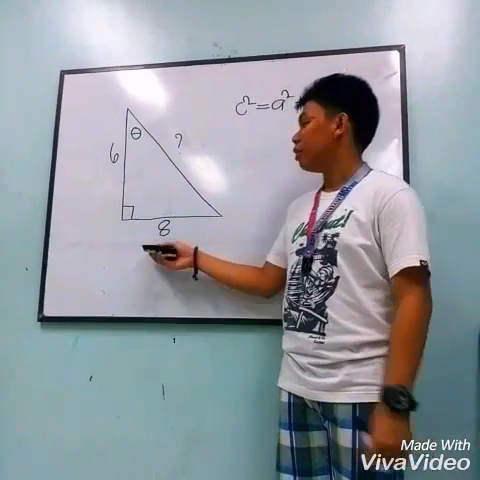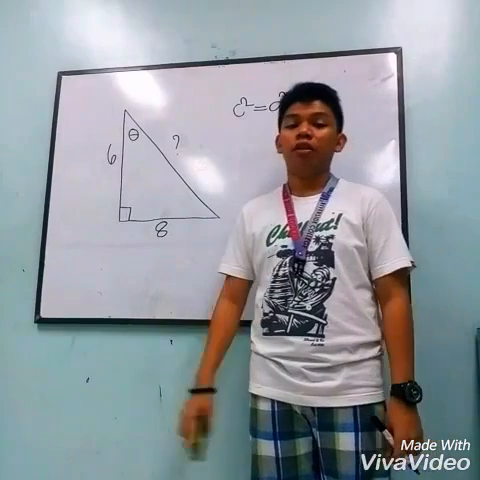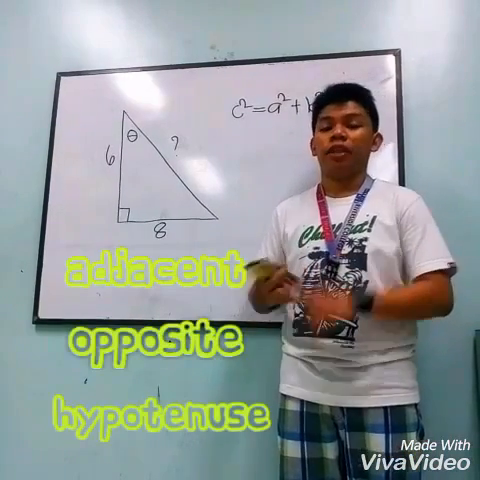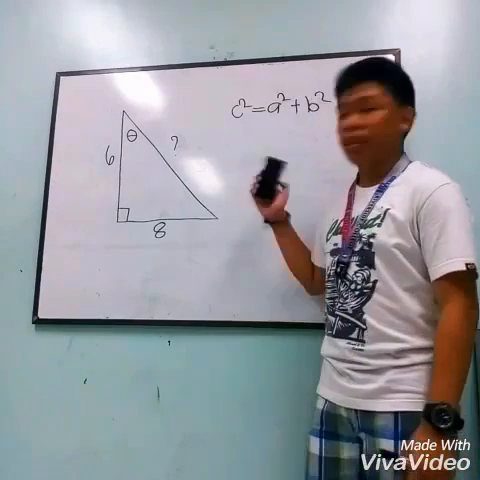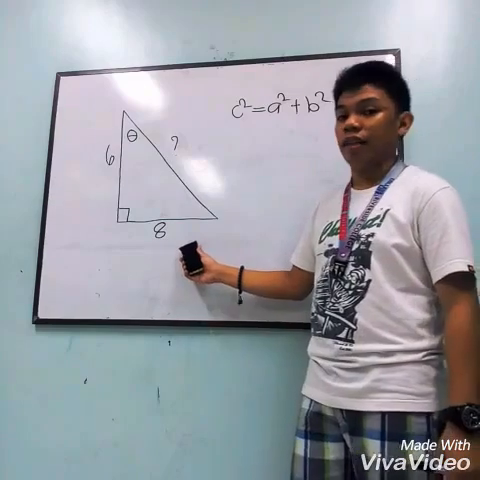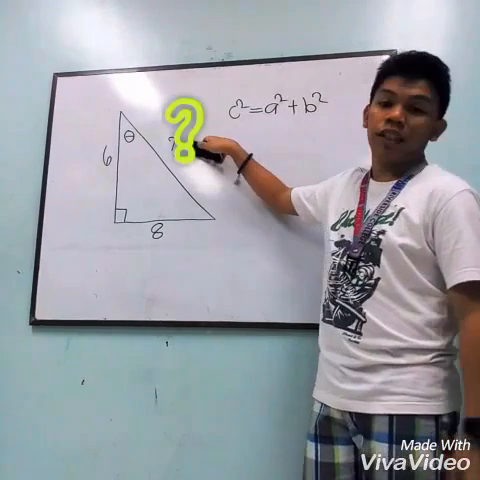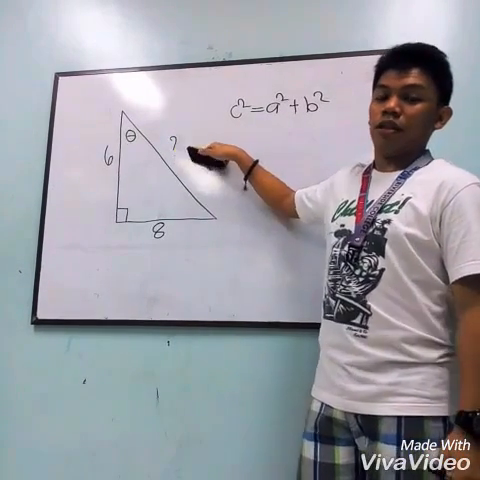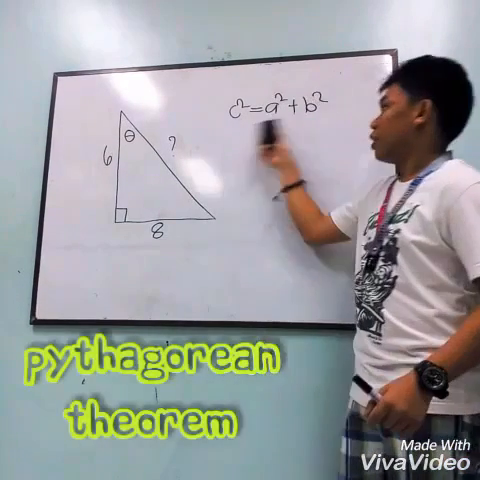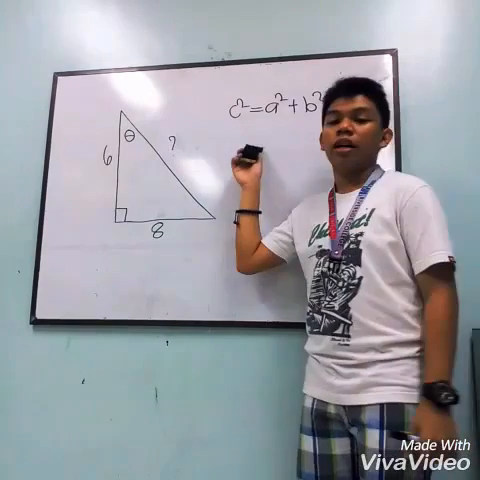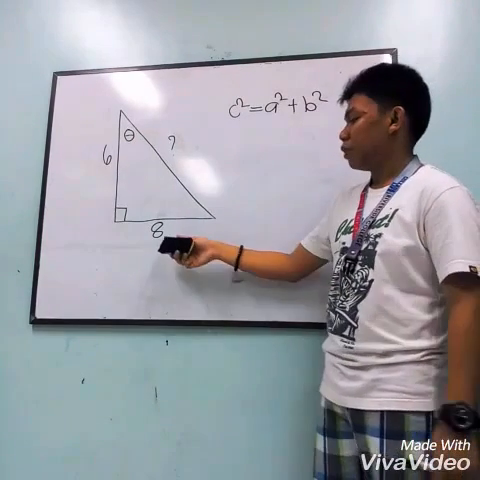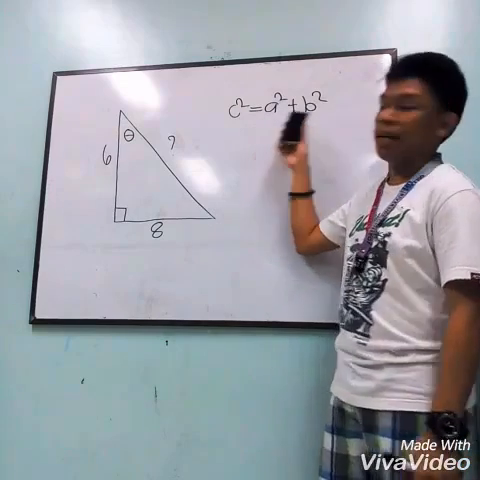This is our triangle. Before we solve for our triangle, we need to find the adjacent, opposite, and the hypotenuse side. So in this triangle, the adjacent side and the opposite side are given. So we need to find the hypotenuse. To get our hypotenuse, we need to use the Pythagorean theorem: c squared is equal to a squared plus b squared. So we just need to put these values in this formula.